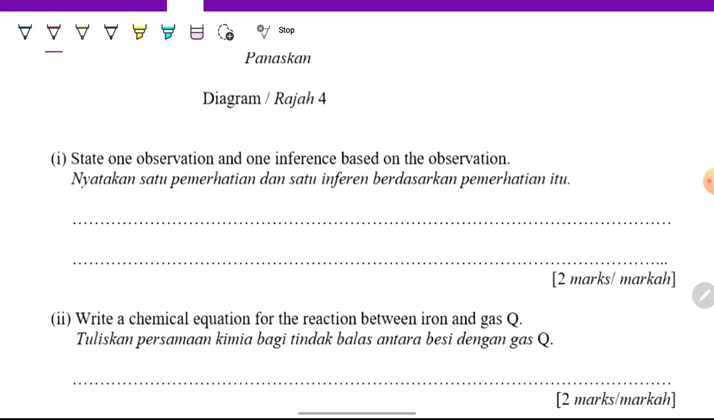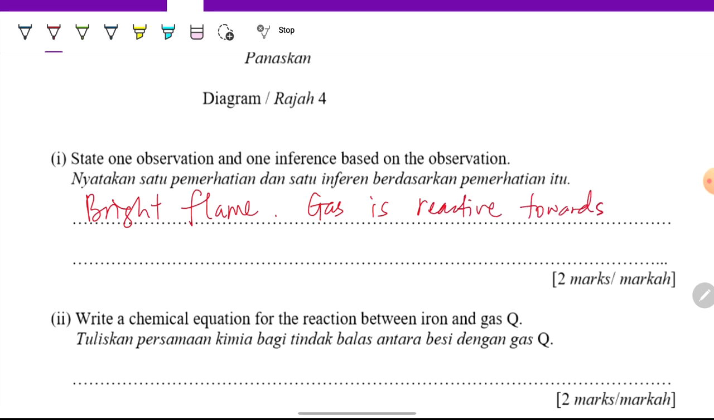So actually this one is under the question in paper 3, but never mind. Okay, so what will you observe? We will see a bright flame produced. Bright flame. So what is the inference? The gas is reactive towards iron.